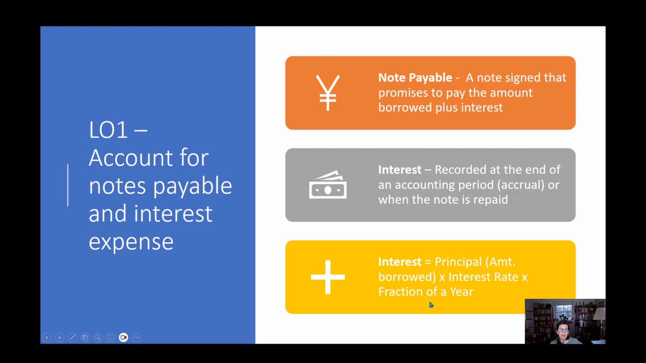Now, let me tell you from teaching this for many years that students generally don't have a problem with principal because that's the amount that was borrowed, or the interest rate because that has to be given to you. The fraction of the year part is the thing that sometimes gives students trouble. So remember that this is either going to be out of 12 months, so say it's a 6-month note, you multiply by 6/12 to find the interest for the whole note, or it could be in days, and then you would divide by 365. So remember that your denominator is either going to be 12 or 365.